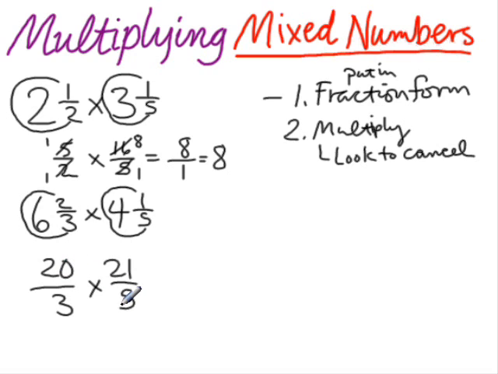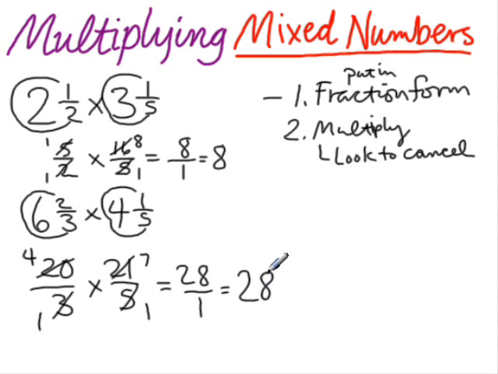20 is a multiple of 5. 5 is a factor of 20. 5 goes into 20 4 times. 5 goes into 5 once. Here we have 3 and 21. 3 goes into 3 once. 3 goes into 21 7 times. And so what we have on our numerator is 4 times 7, 28. And our denominator is 1 times 1. And 28 over 1 is 28.